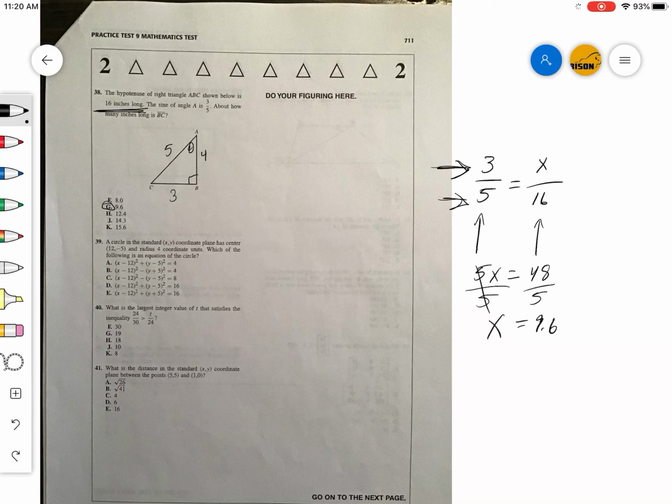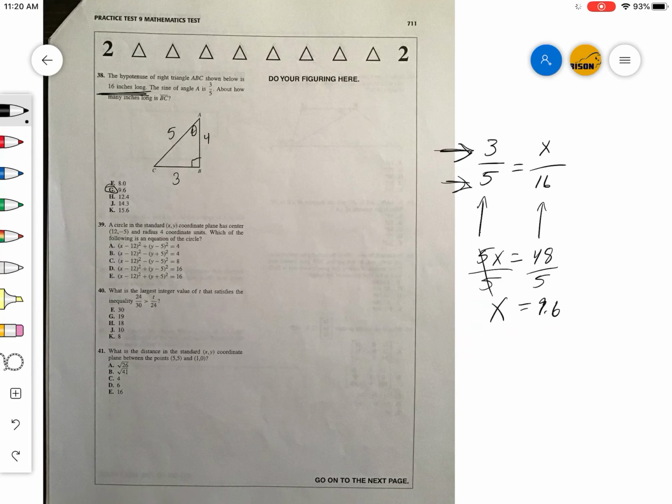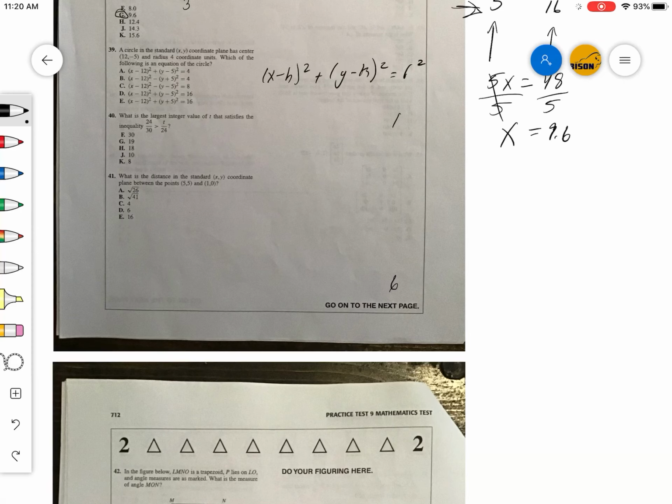Moving down to 39. You know I love a circle. You know I love a coordinate plane. That normally means that we can draw it. The problem on this one is we're talking about a circle, and that's not all that common to draw. You know there is a formula for a circle. It goes (x minus h) squared plus (y minus k) squared equals r squared. So it does tell us that the radius of this circle is 4. So r squared is going to be 16 because that's 4 squared.